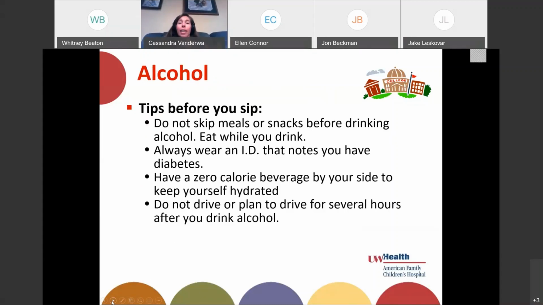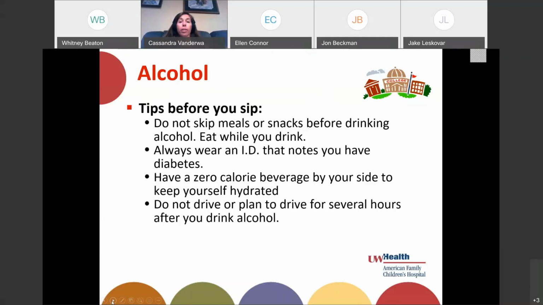So I think we can't have a college class without touching on alcohol. And although it might be a sensitive subject, I think it's important for everyone to know how to drink safely. It is not that we condone underage drinking by any means, but we want to make sure that you leave with the strategies in order to consume alcohol safely.